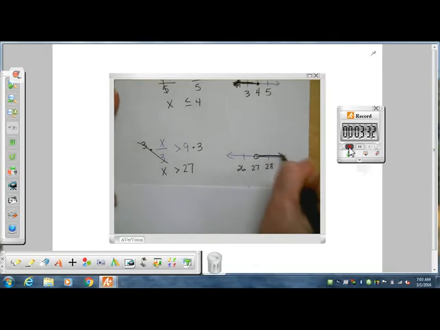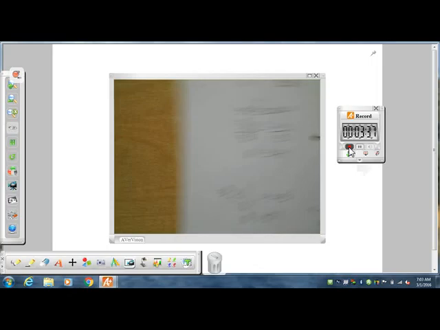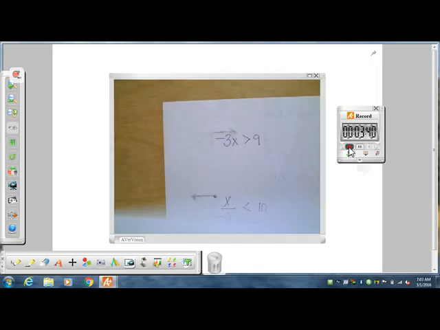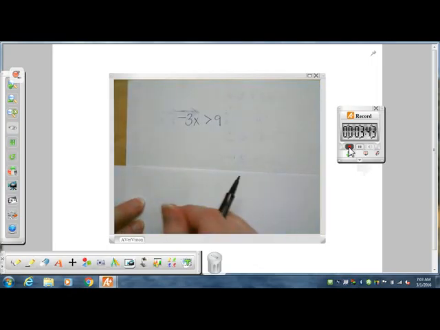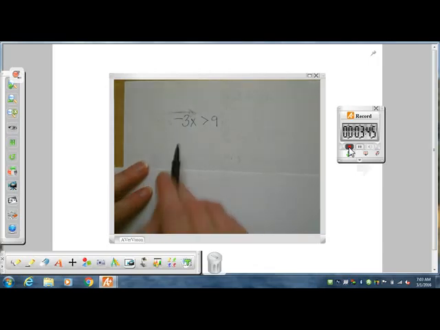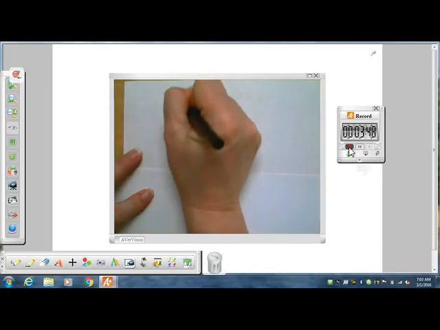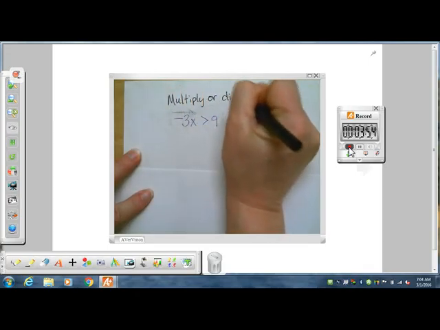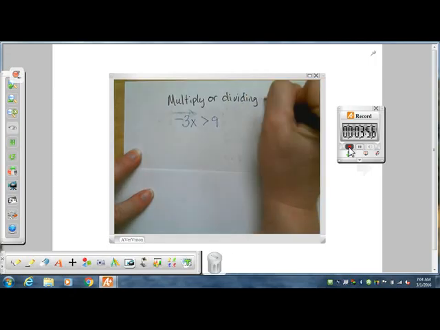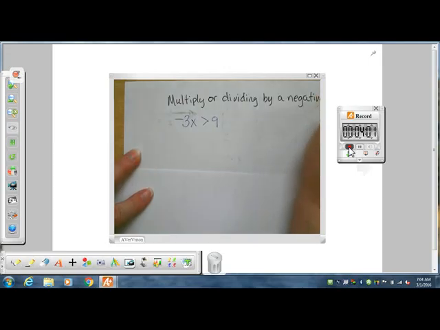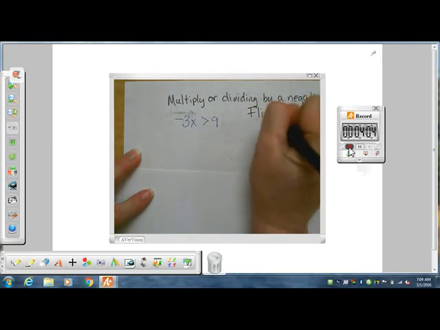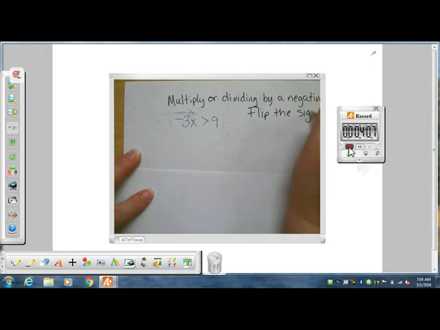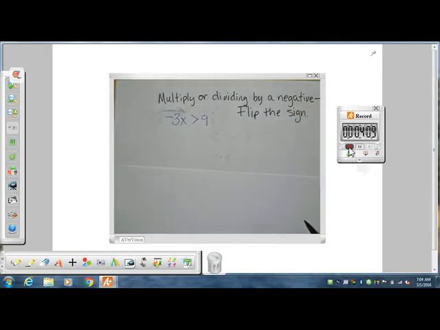Okay. All right, so there's also a special circumstance that happens if we deal with negatives. If we are multiplying or dividing by a negative, flip the sign. Okay, so if we are multiplying or dividing by a negative, we have to flip the sign.